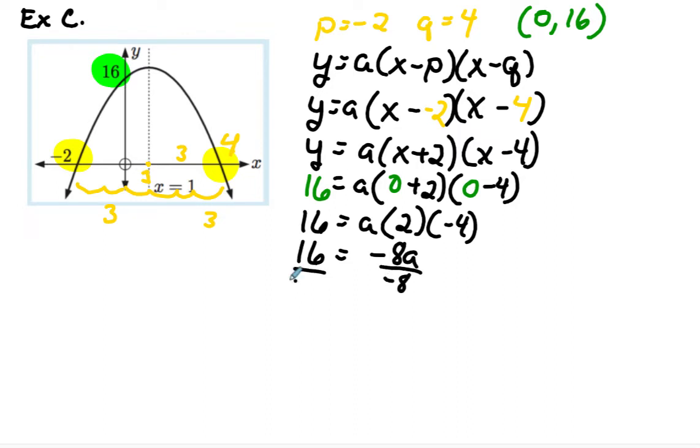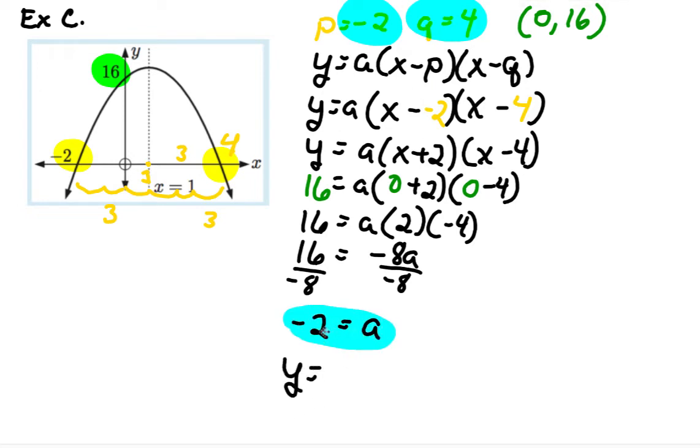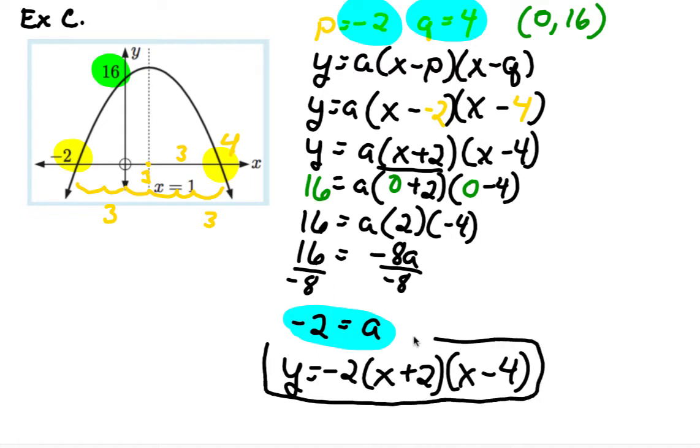Divide each side by -8. A is equal to -2. So now I'm going to go back to my intercept form of the equation, plug in p, q, and a. So y is equal to -2, parentheses x plus 2, and x minus 4. And you found the equation of this graph.